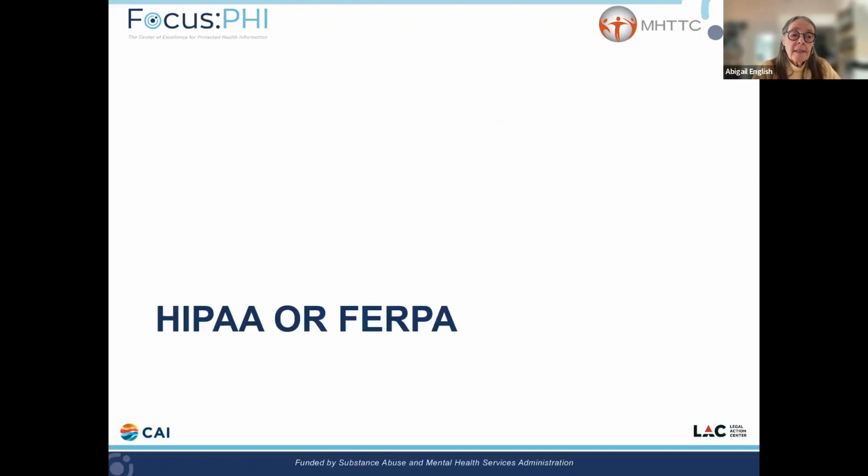So the last issue we're going to address related to the HIPAA privacy rule and FERPA is, how do we figure out whether HIPAA or FERPA applies? And that's not always a very clear-cut or easy question.